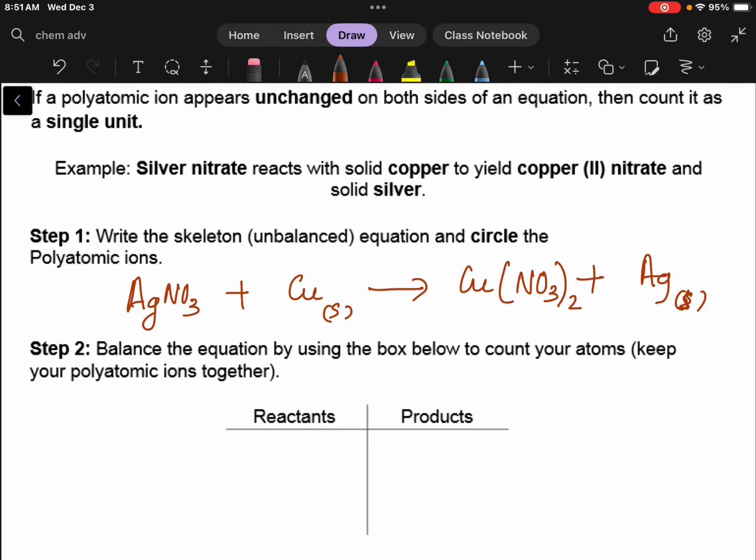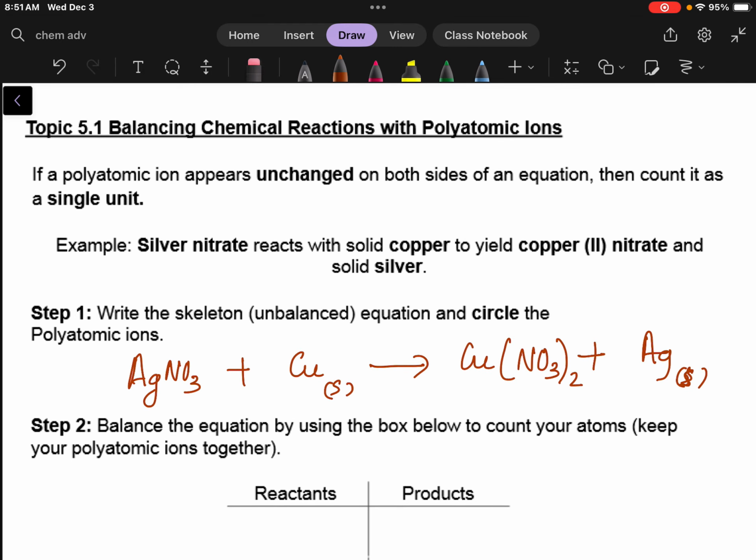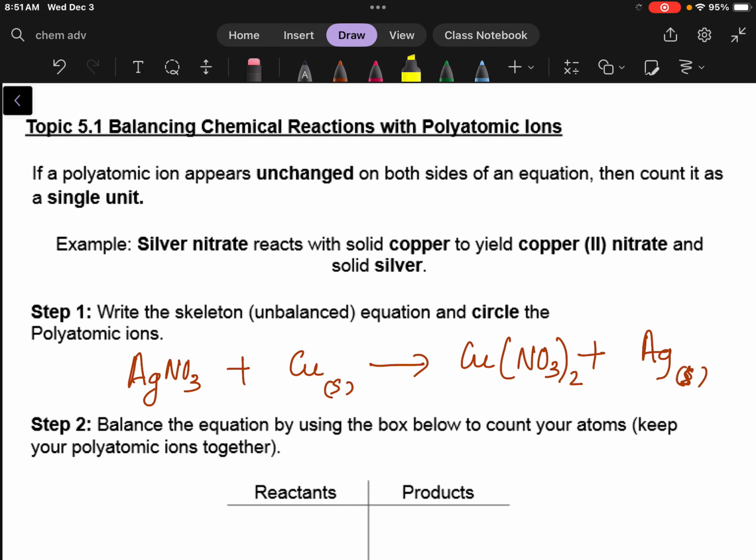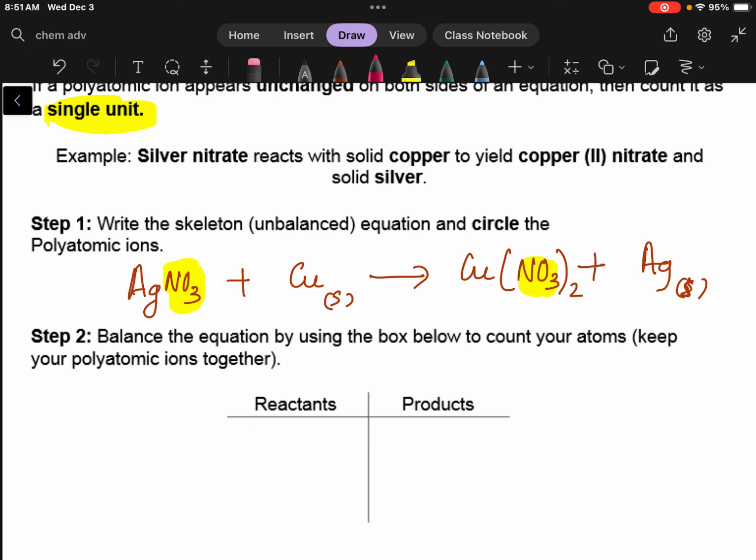Okay, now let's look at the T chart. Only one rule I'm going to teach you here. It's not a rule, it's a tip, okay? If you see a polyatomic ion, there is NO3 here and NO3 here, the same polyatomic ion on both sides, we will consider them as a single unit. Whenever you list them, there is Ag, and instead of nitrogen and oxygen, I will keep that as a single thing. That will save a lot of time, okay?